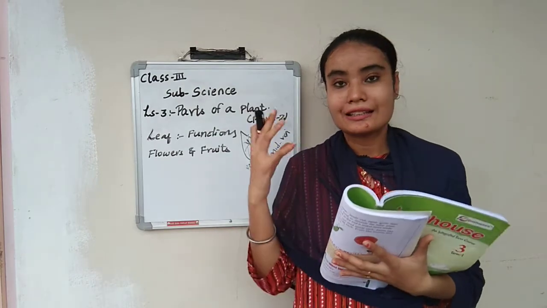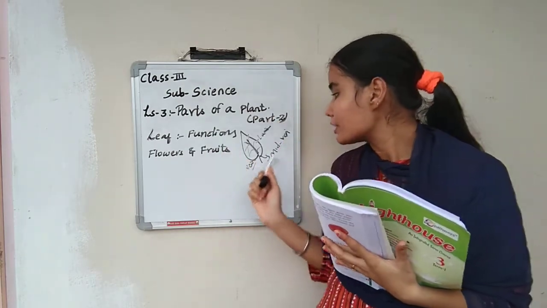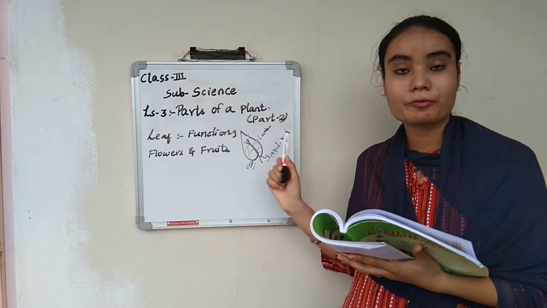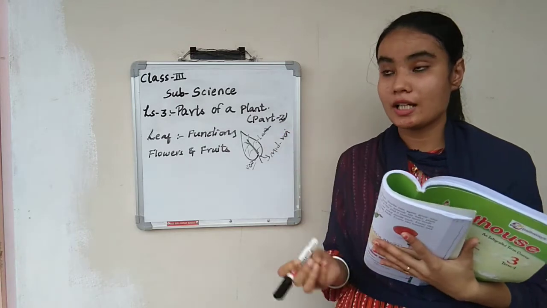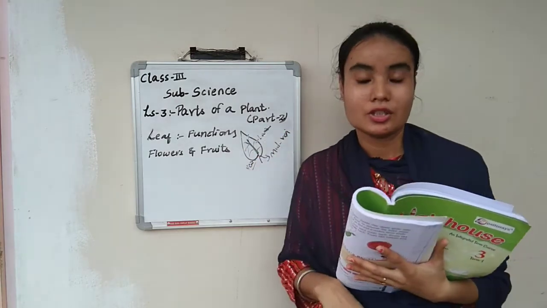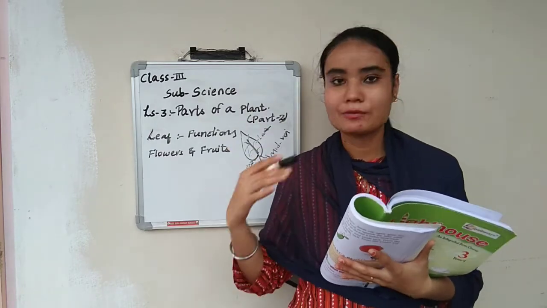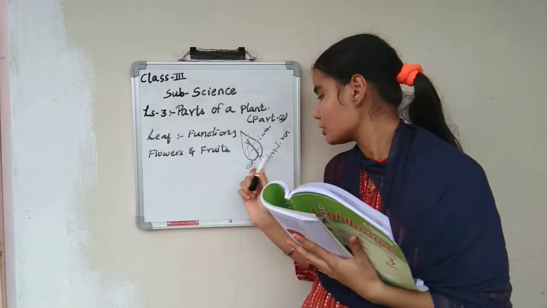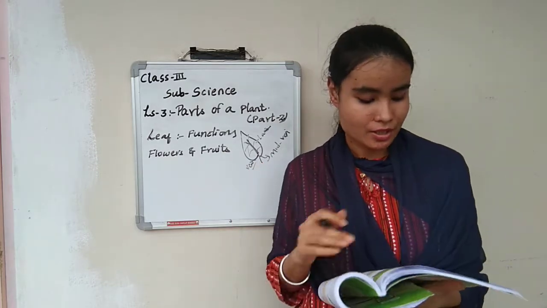Not only that, the leaves store water in them, and this is the main food factory of the plant. Whatever food the plant needs, where does it store it? It stores it in the leaf. Whatever the plant needs, like sun and water, is stored in the leaf.